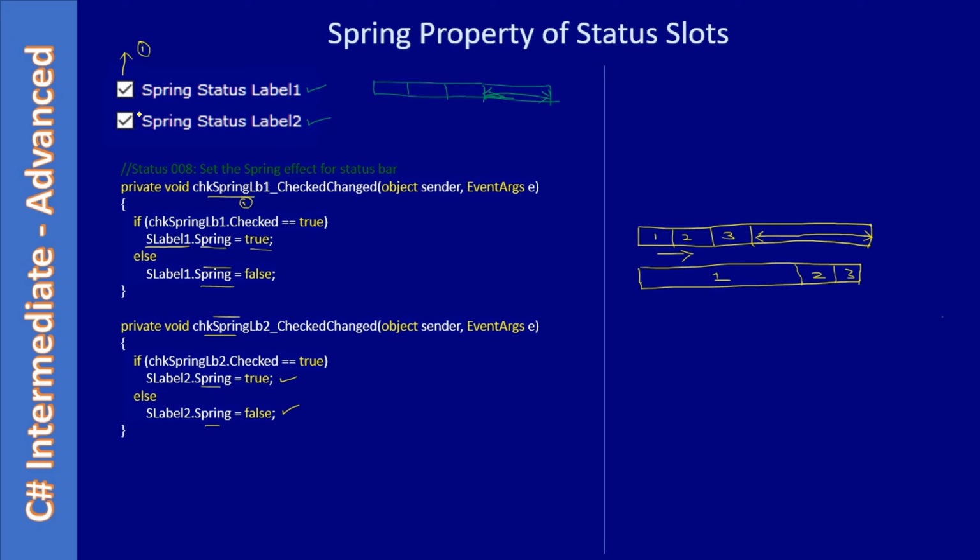Now if we set the Spring property to both labels, then status label 3 is fixed. Why? Because we are not setting the Spring property to it, so 3 will have its space, and after allocating that we have this free space, and that will be equally shared by 1 and 2. Alright, so this is 1, this one is 2. That's all here. Now we will go to the code and see how it works.